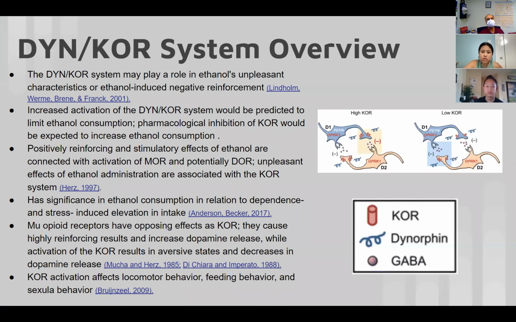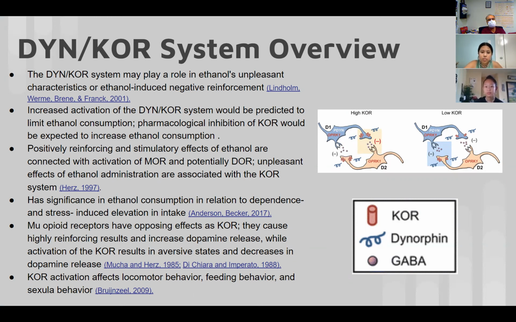So moving on to an overview of the DYN-KOR system. Although less studied, other data suggest that this system may play a role in either ethanol's unpleasant characteristics or ethanol-induced negative reinforcement. Increased activation of the DYN-KOR system would be predicted to limit ethanol consumption, whereas pharmacological inhibition of KOR would be expected to increase ethanol consumption.